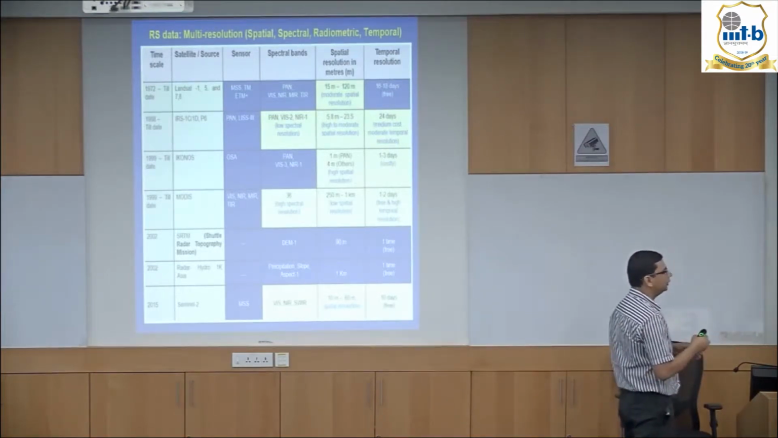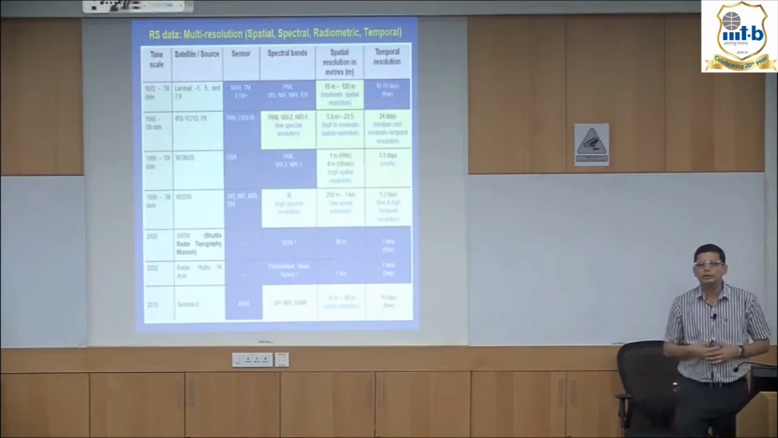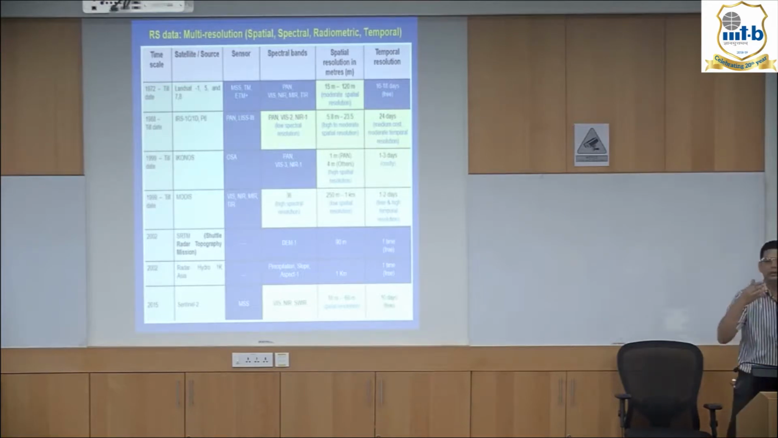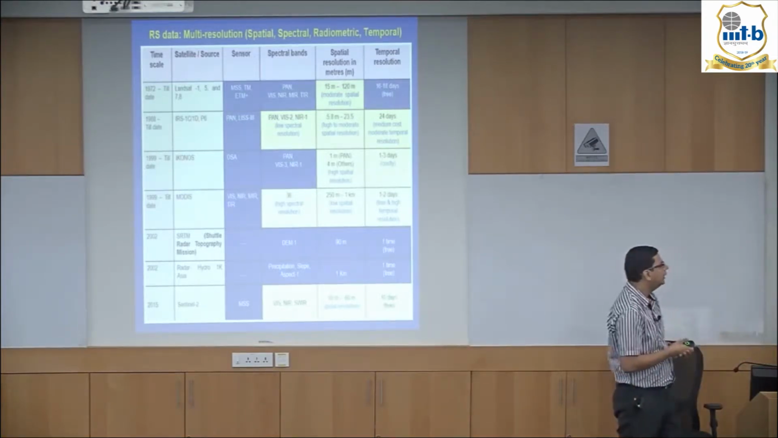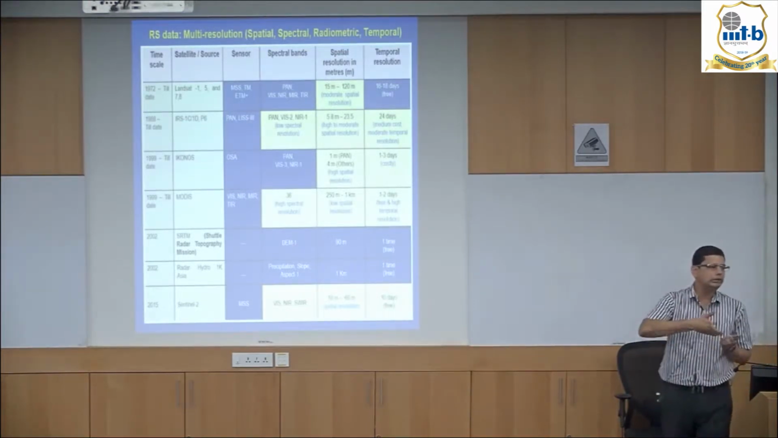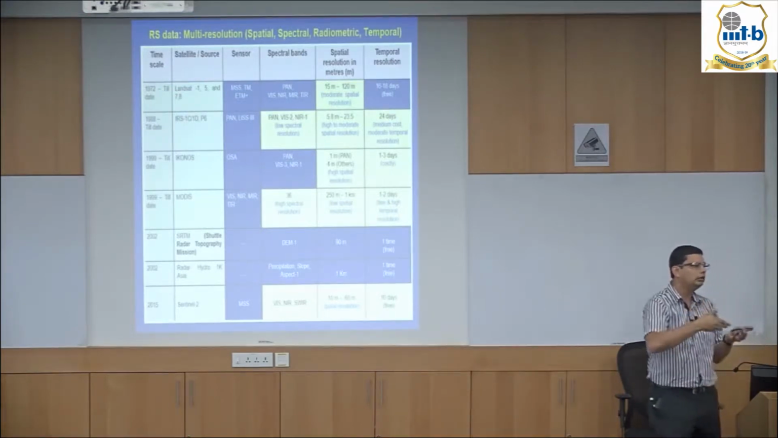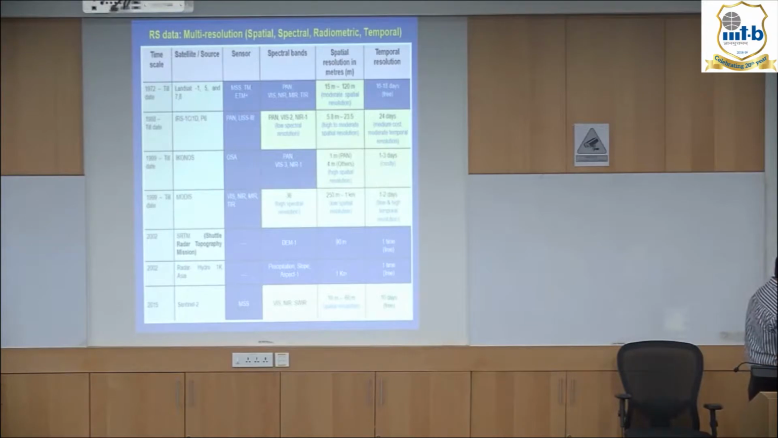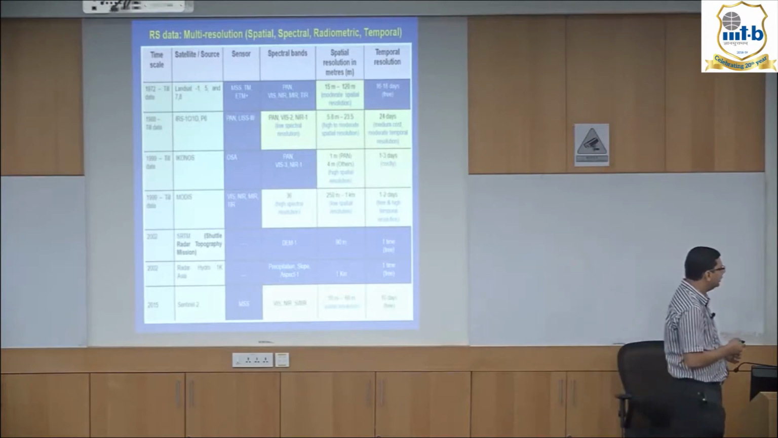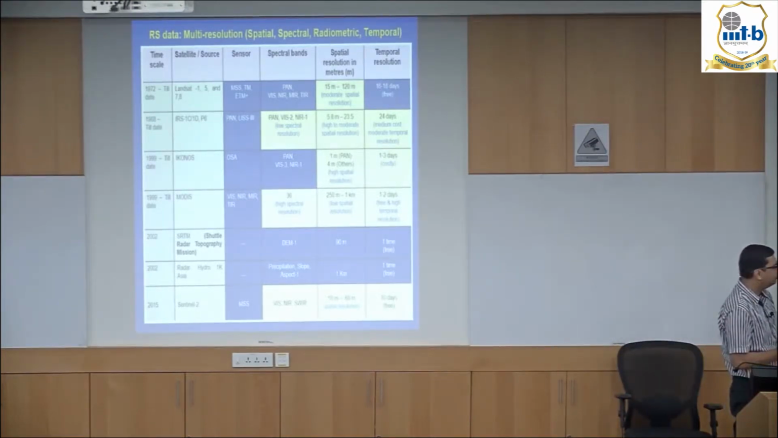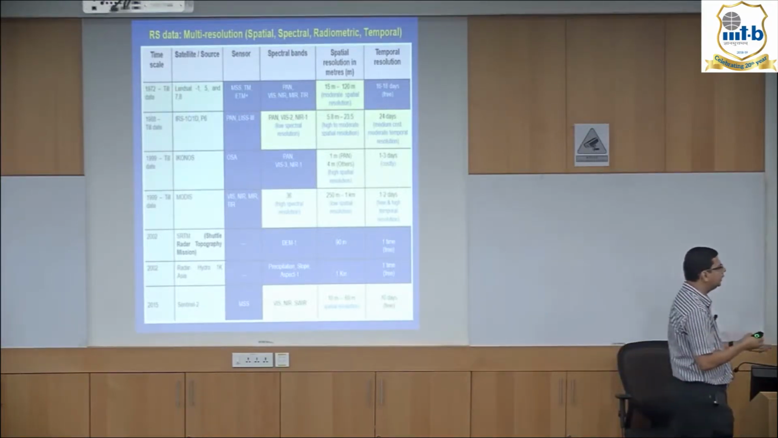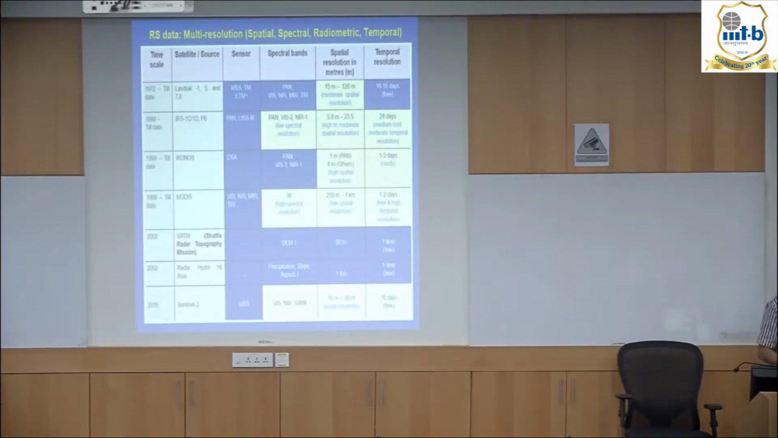MODIS is a very popular satellite which captures images of the Earth surface every 1 to 2 days. So any large scale calamity can be captured very frequently and the data can be analyzed. The disadvantage is that it has a resolution of 250 meter to 1 kilometer, because it is at a very large distance from the Earth surface. And recently, the Sentinel series of satellites were launched by the European Space Agency, where Sentinel 2B is the latest. They provide data from 10 meter to 60 meter for various wavelength bands, and are now being used across the globe. This data is also free, and it is available for any part of the globe.